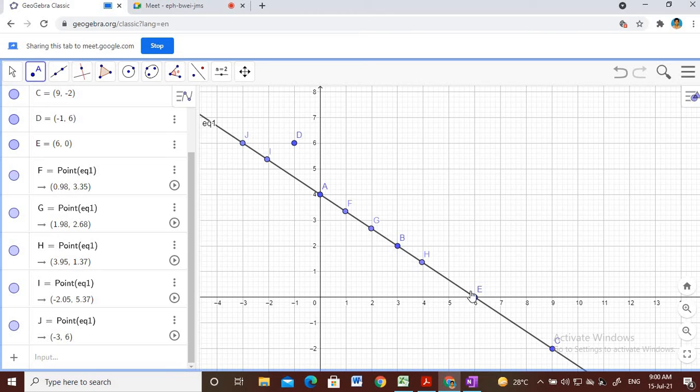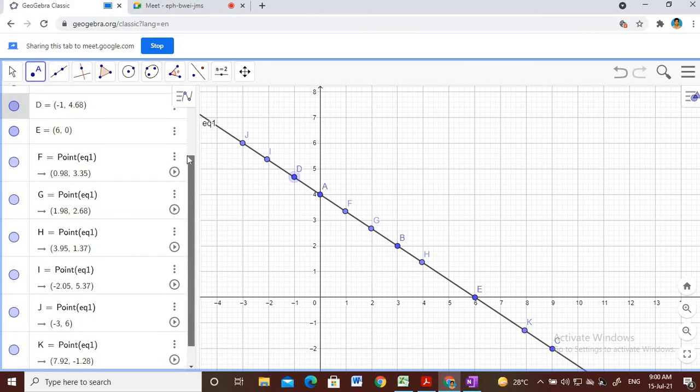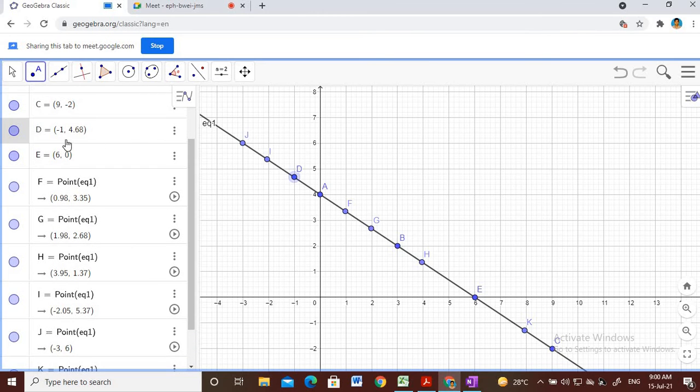Sir, bring D down and join it a little onto the line. Sir, 5, 0.6. Wait. Now what is the value of D? This is the solution. Now you see the coordinates of D are what? Minus 1, 4.68. Yes. If you take abscissa and ordinate like this, it became a solution of this equation.